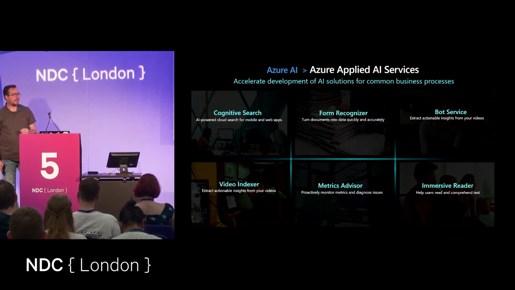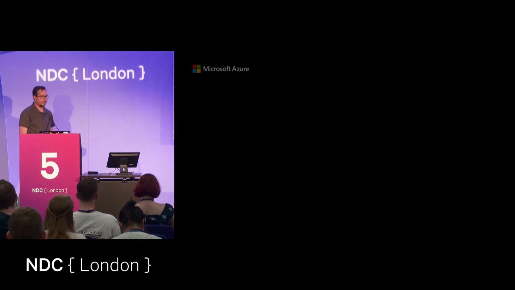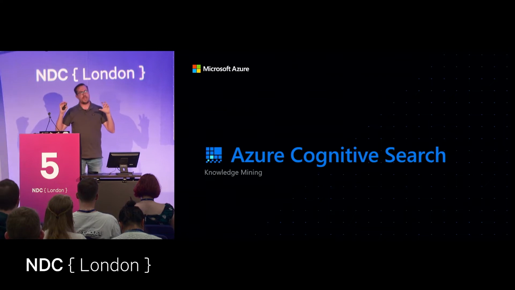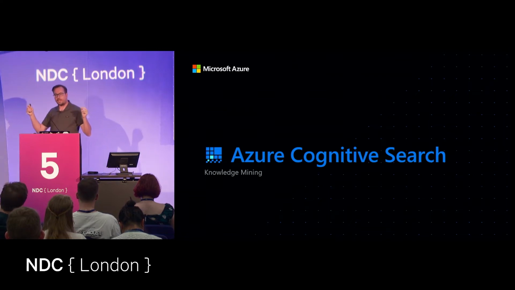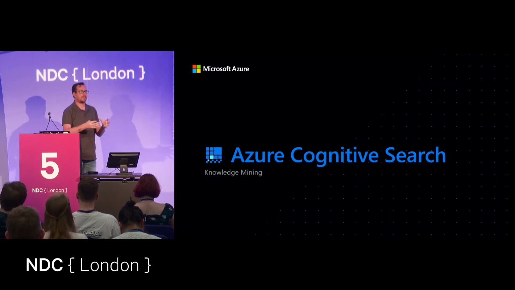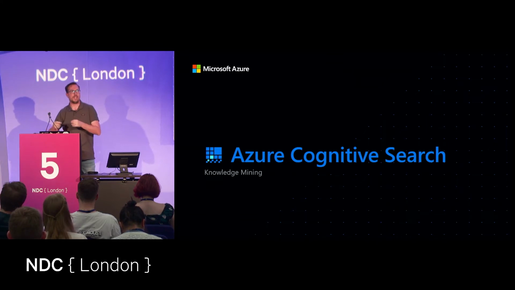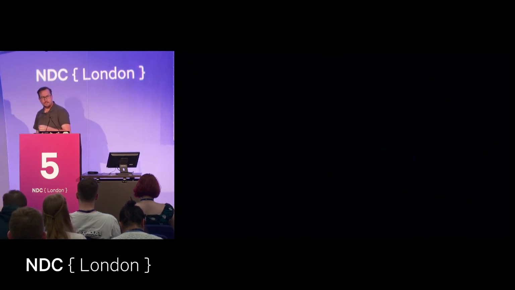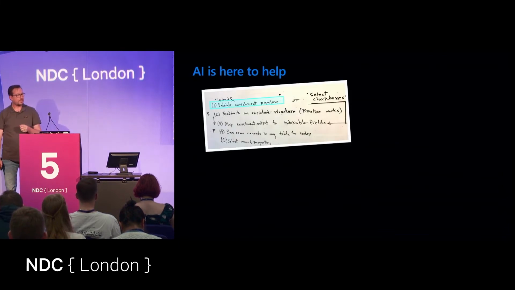So let's dive into cognitive search. So cognitive search is also known as knowledge mining. It is a service that kind of enriches your data, builds a search index for you, so you can build kind of Bing-like search engines. So what does it do?